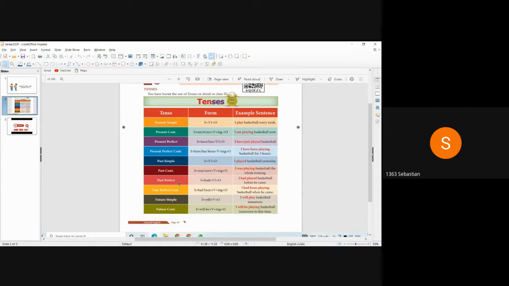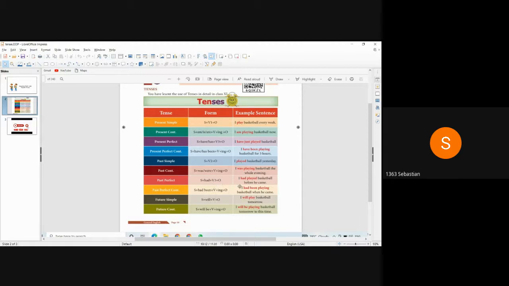Next tense is past perfect tense. Form of past perfect tense is subject plus had plus V3 plus object. So V3 means past participle form of the verb, third form of the verb. For example, play, played, played. So third form of the verb is V3. First form of the verb play is play, second form is played, third form of the verb play is played.